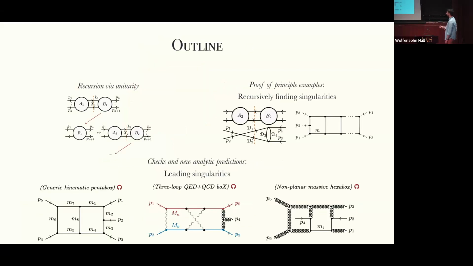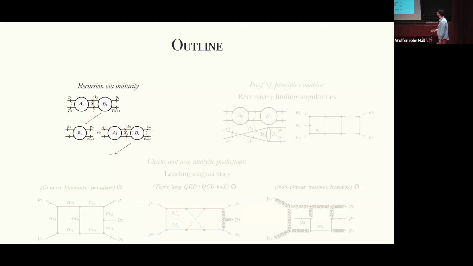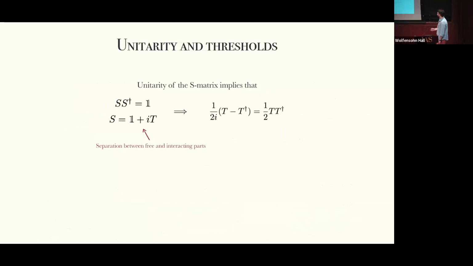This is my outline. In the first section, I want to make this a bit more precise by introducing this recursion via unitarity kernels. Then I want to illustrate this using explicit examples. And I would like to conclude by enumerating some checks and some new analytic predictions that we were able to make using this recursive method. Again, to put everyone on the same footing, I would first like to review the link between unitarity and thresholds, which should be somehow central to the argument.